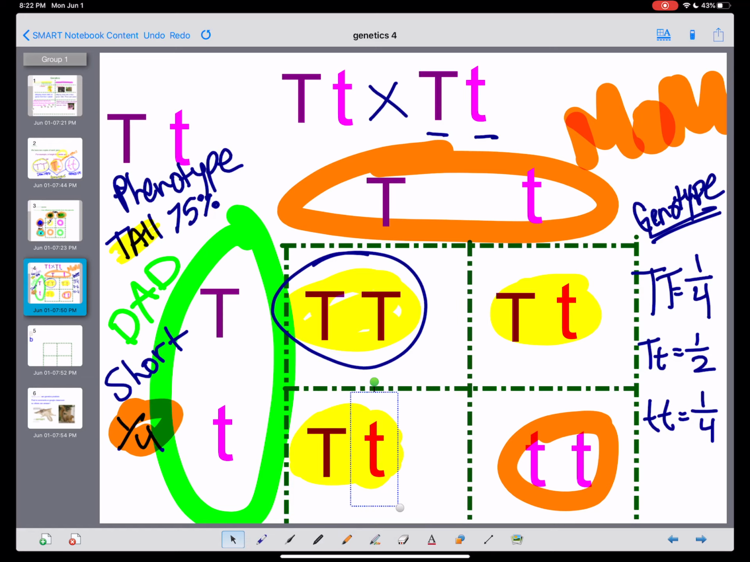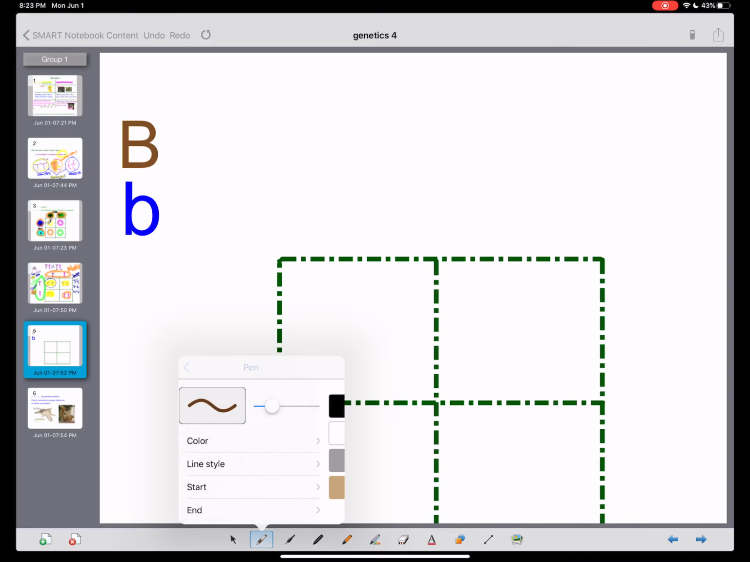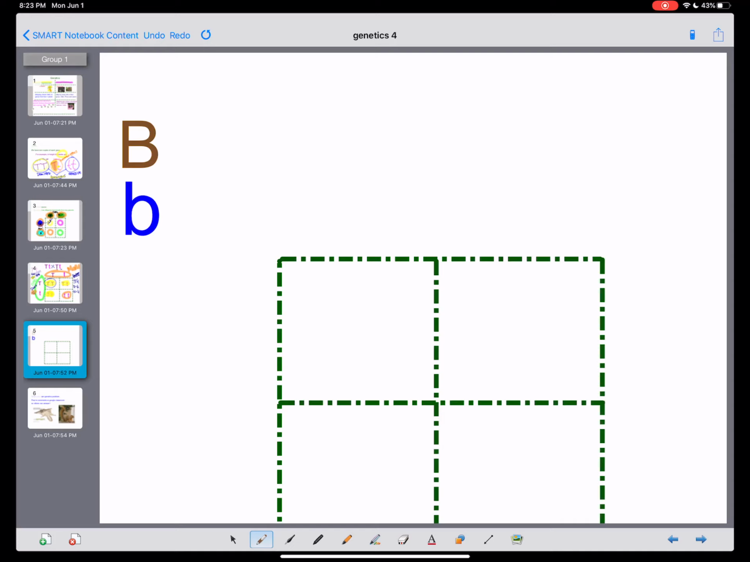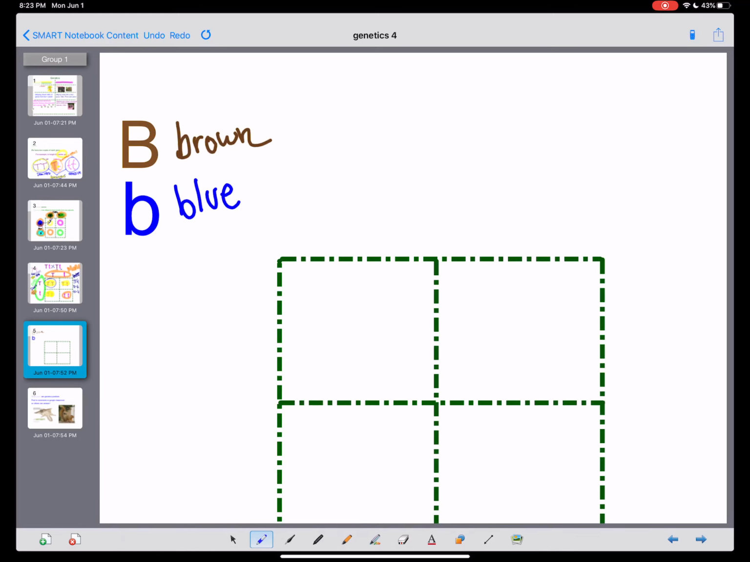Next, you're going to try a problem. And this one has to do with eye color. So in eye color, brown eyes are dominant over blue eyes. So if somebody has mixed genes where they have 1 capital B for brown and 1 lowercase b for blue, you will see brown eyes because capital is dominant over recessive.